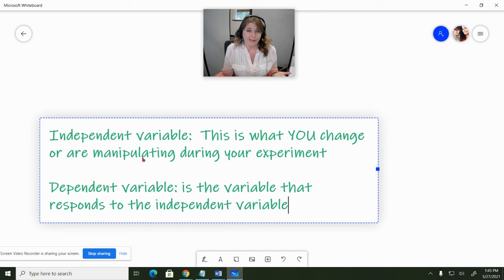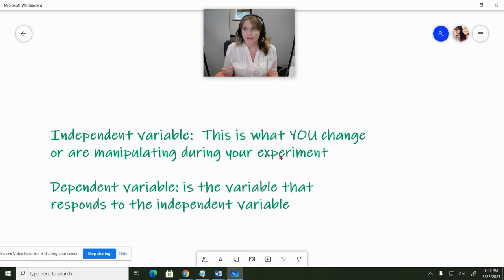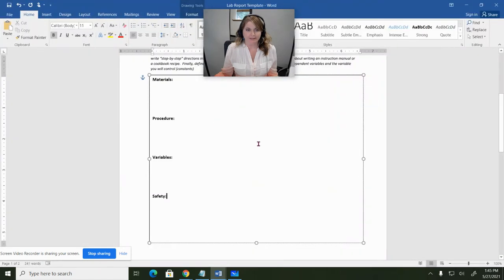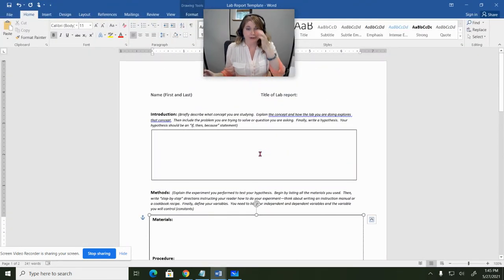So in your experiment, you have to kind of identify these as well. I have a lab report template that I have made up for you. You're going to be able to use this for this portfolio, and you can actually adopt this and use it for many different portfolios or lab reports in the future. Your first section of your lab report will be your introduction. In this section, you are going to explain the concept you're studying and how the lab that you are doing explores that concept. And then you're also going to include the question or problem you're trying to answer, and write a hypothesis about it. So in this particular experiment, I have a couple of ideas for you.